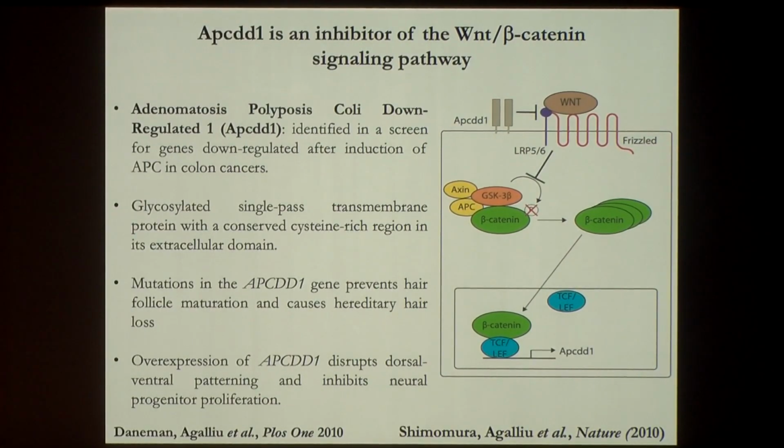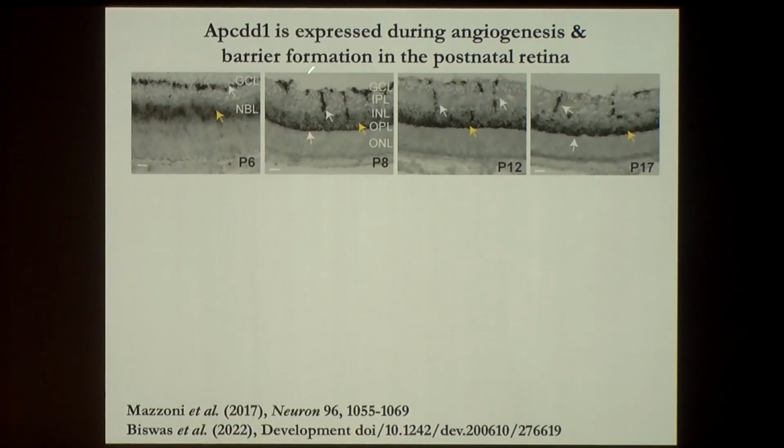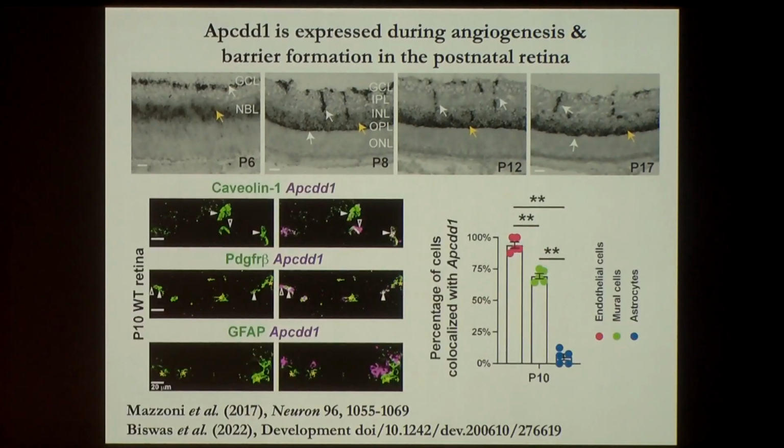And so to understand its function, we first look at its expression. And in the retina, you can see that APCD1 transcript is expressed in the vasculature. When we look by a double fluorescent in situ with APCD1 and markers for the endothelial cells, pericytes, and astrocytes, it's very clear that APCD1 is expressed very highly in endothelial cells because it's a readout of the canonical Wnt signaling. It's expressed also in pericytes, but it's absent in astrocytes. So astrocytes don't respond to the canonical Wnt signaling. They also don't express APCD1. This is obviously during development.